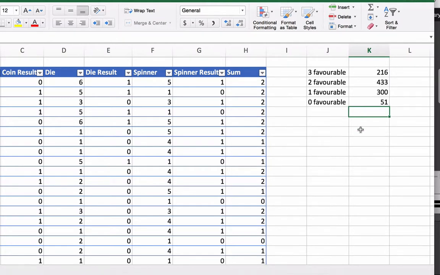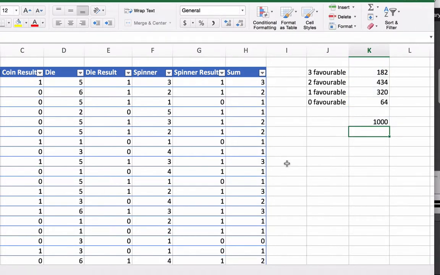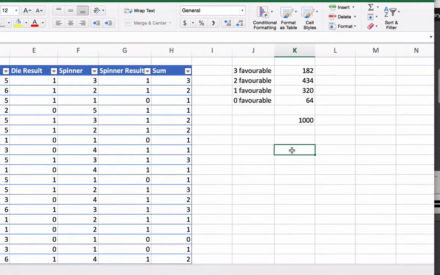So here, I'm just going to double check to make sure that I've got 1,000. And there's 1,000 trials. So what happens now is we can figure out there's a 20% chance of someone having 3 favorable outcomes. So now if we're going to say that the payout is going to be $3, let's say.